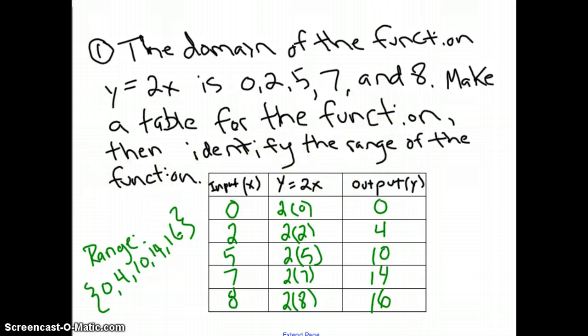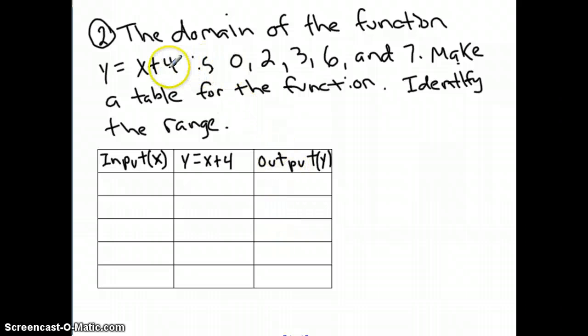Let's look at a similar one, just a different function. All right, the domain of the function in this case is y equals x plus 4. I'm sorry, the function y equals x plus 4, the domain is 0, 2, 3, 6, and 7. Again, we're asked to make a table for the function, identify the range. So here is the function, x plus 4. Those are all our inputs, our domains. So I'm going to go ahead and put those in for our inputs, our x values. We've got 0, 2, 3, 6, and 7.